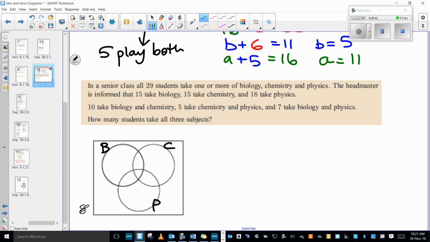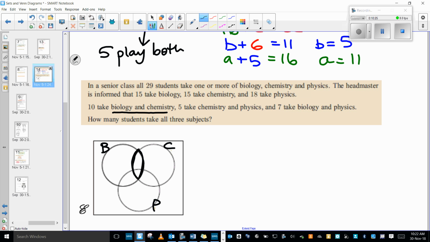Now, 10 take biology and chemistry, and again, biology and chemistry would be this whole section here. 5 take chemistry and physics, 7 take biology and physics. How many take all 3? Wouldn't just take biology and chemistry be the top part? Yeah, the top part, because you're going into the physics. No, because if they said then take just biology and chemistry... No, I hear you, but that's what you've got to be careful of: biology and chemistry means both of these two. Yes, some of those people also take physics.